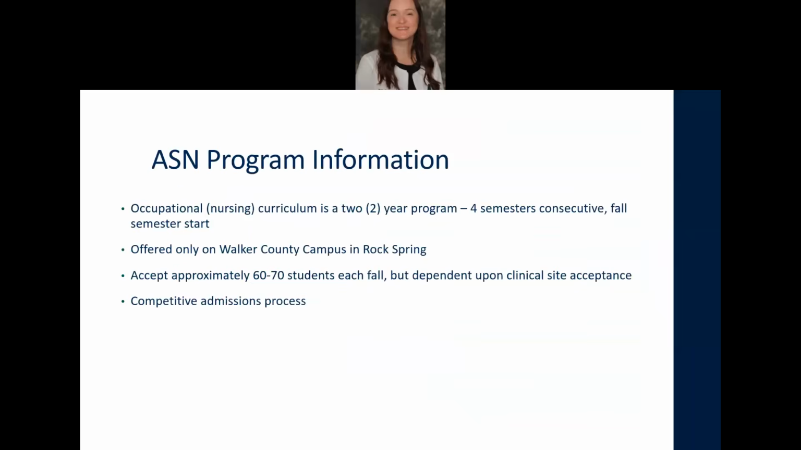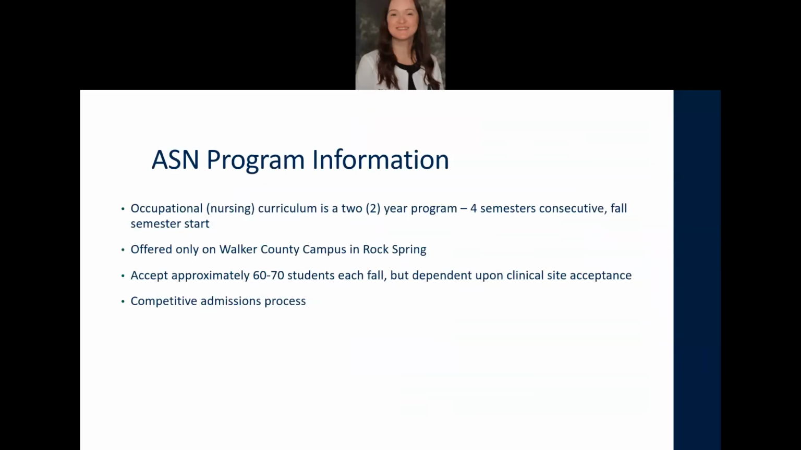So a little bit of information about the program, just some basics. The occupational curriculum, which is once you're accepted into the program, is a 2-year program. We do 4 consecutive semesters. So we start in the fall, for example, for the upcoming cohort, we start in the fall. Students will go fall semester, spring semester, summer semester. Final semester will be the next fall. So you'll start in August, go 4 consecutive semesters, and then graduate in December of the following year.